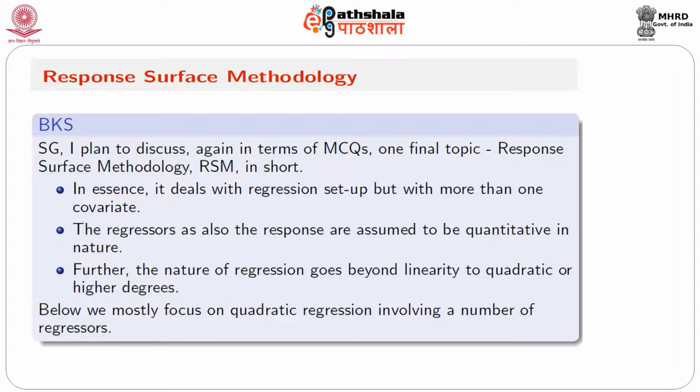Further, the nature of regression goes beyond linearity to quadratic or higher degrees. Normally in our undergraduate course we learn about linear regression, quadratic regression, etc. But that involves only one regressor: alpha plus beta x, alpha plus beta x plus gamma x square, etc. But here we are talking about more than one regressor simultaneously acting on the response, and the regressors may have degree beyond the linear. So we mostly focus on quadratic regression involving a number of regressors in this setup.